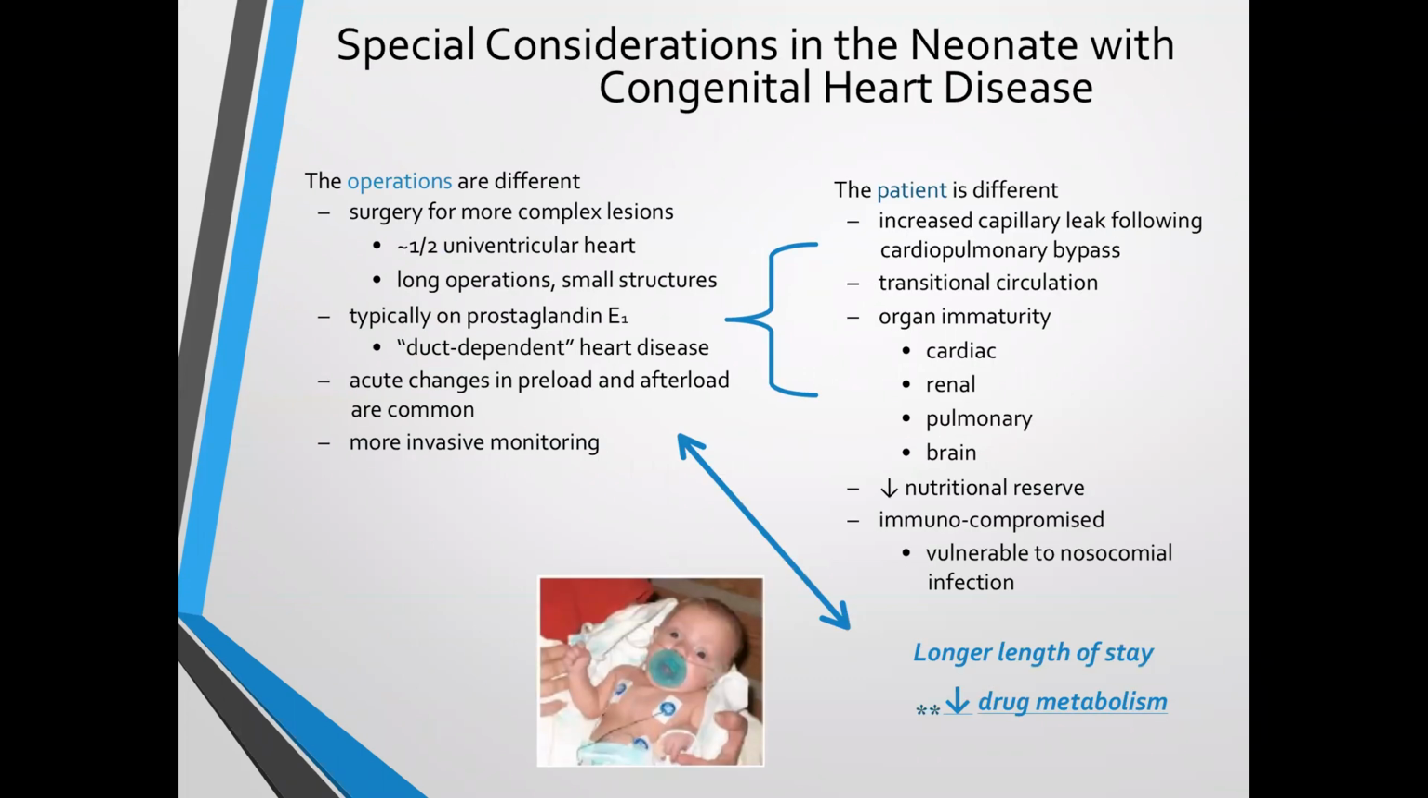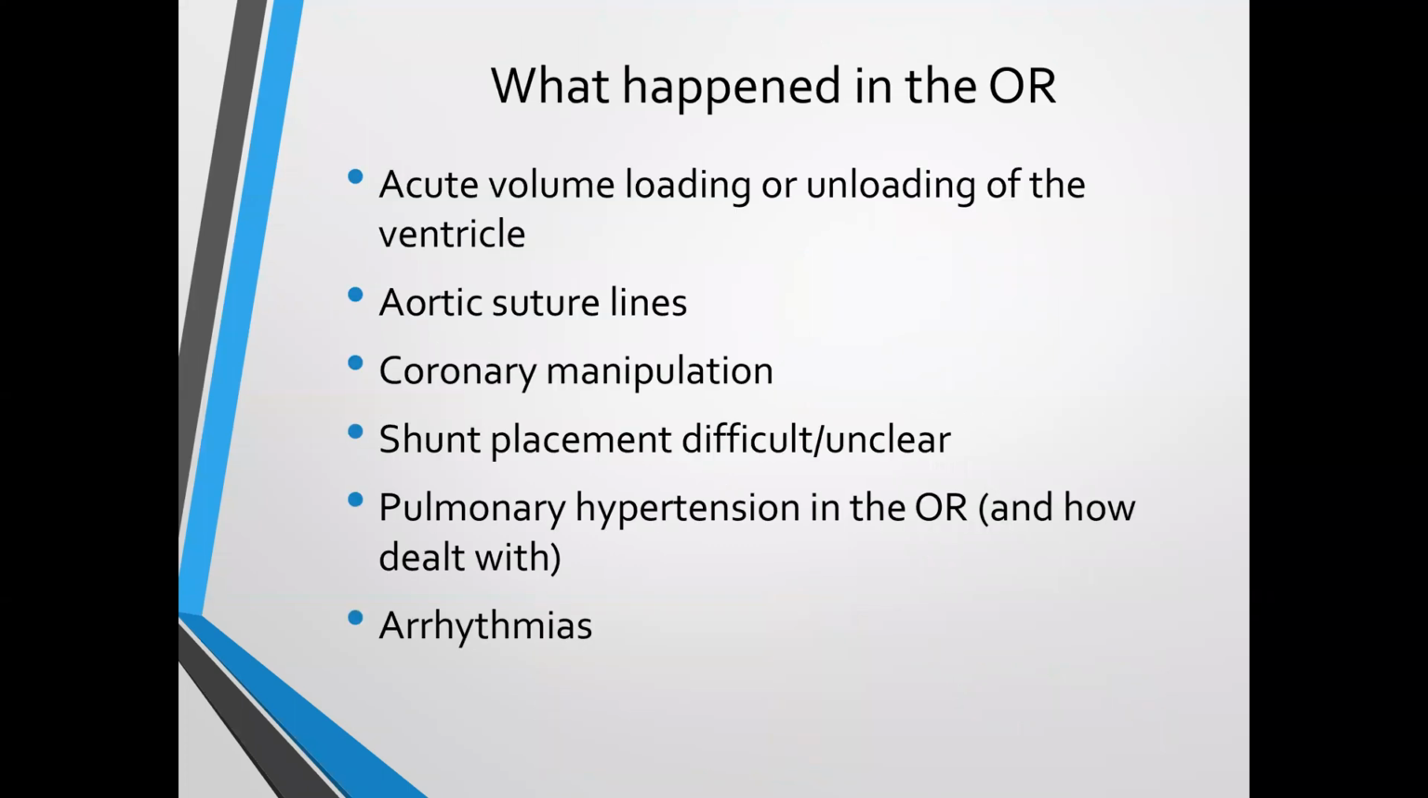So the special consideration in the units and congenital heart surgery, this is the same as we said. The patient is different in the units because of increased capillary leak following the cardiopulmonary bypass, the transitional circulation of the units, organ immaturity: cardiac, renal, pulmonary, brain, and also decreased nutritional reserve, immunocompromised, which are vulnerable for infections. This all can affect the length of stay, and decrease the drug metabolism.